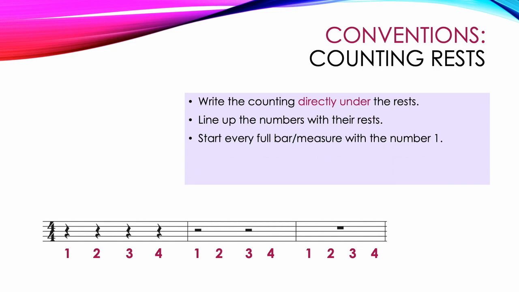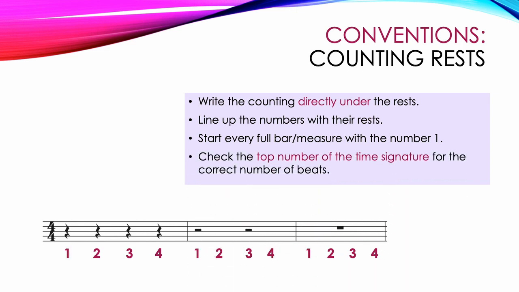Just like with the notes, start every full bar or measure with the number 1. And always check the top number of the time signature for the correct number of beats. In this case, it's a 4, so every measure has to have 4 beats.